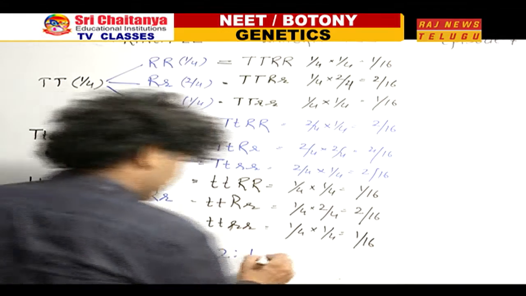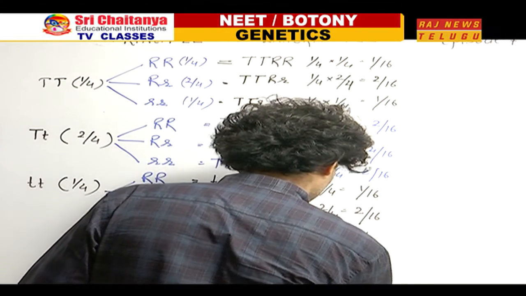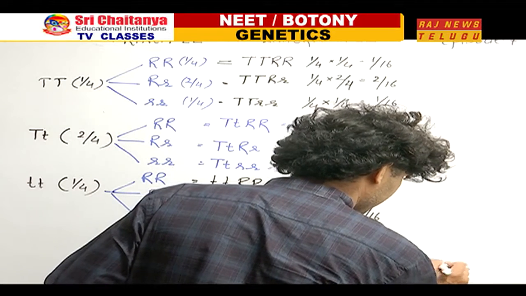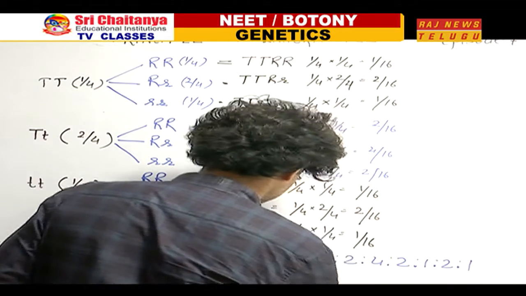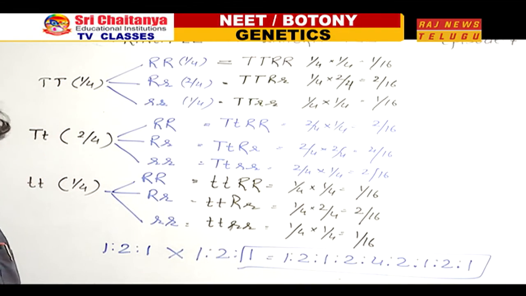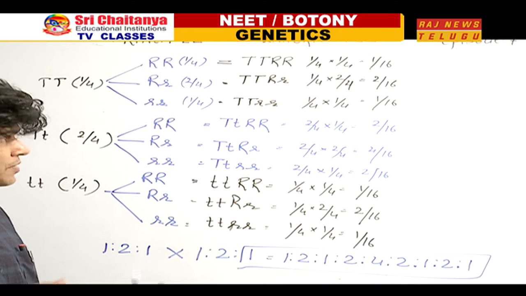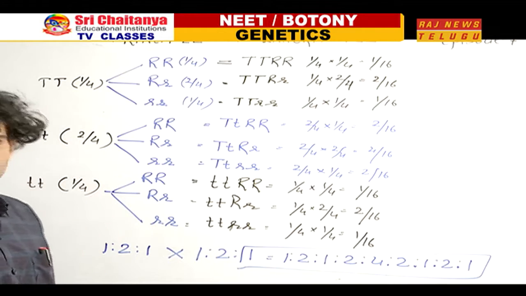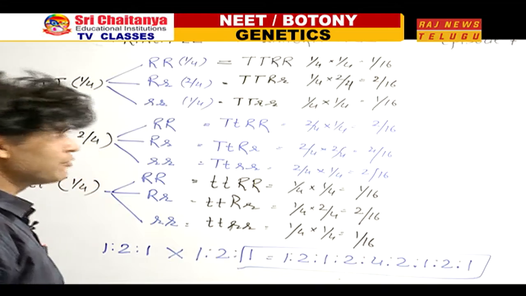And the resultant of it would be what? 1 is to 2 is to 1 is to 2 is to 4 is to 2 is to 1 is to 2 is to 1. That's it. Mathematically also we can find it out without doing any kind of cross. So in this way, with the help of the fork line method for the phenotype as well as for the genotype, you can easily do the calculations. And we all are aware that in genetics there is an abundance of such questions. So, a few questions I would like to discuss with you.